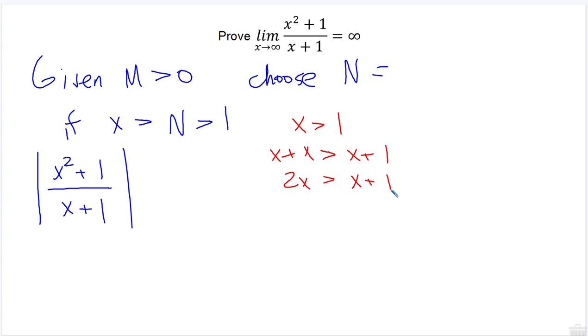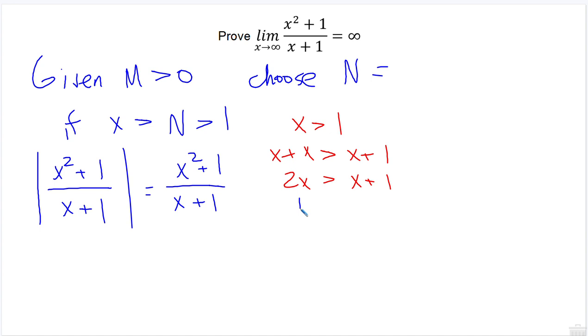And we're going to note that the absolute value of x squared plus 1 over x plus 1, as x goes towards infinity, is just equal to x squared plus 1 over x plus 1. And so now we can see we've got a correlation here: 2x is greater than x plus 1, and I have an x plus 1 in my denominator of what I'm working with. So let's go through and take some reciprocals, just like we've done many times before.